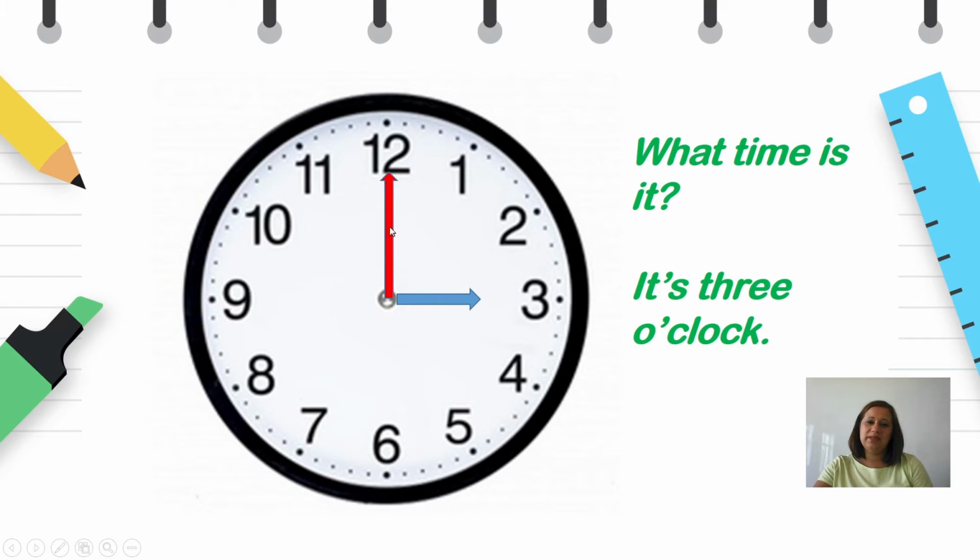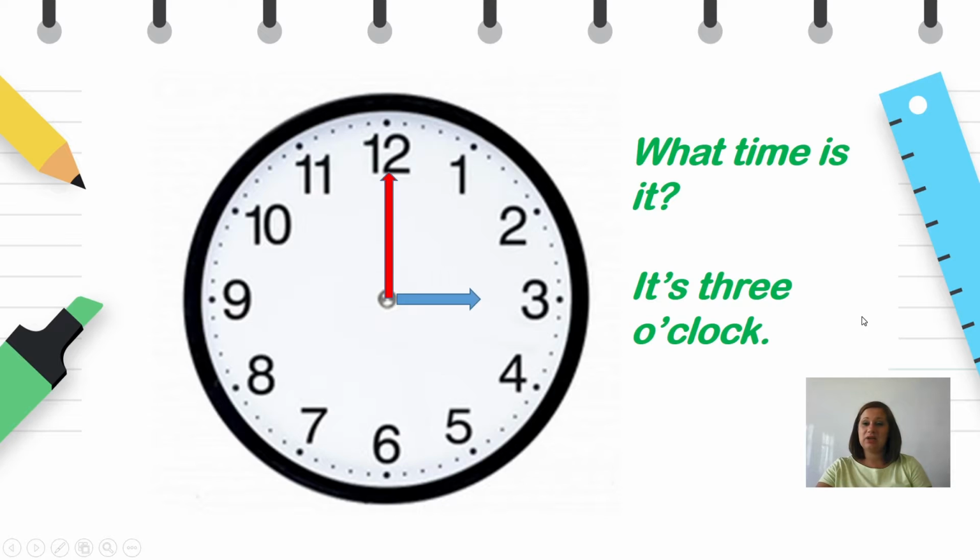Now, when the big hand is at number 12 and the small hand is at number 3, we can say that it's 3 o'clock. So what time is it? It's 3 o'clock. The big hand is at number 12. The small hand is at number 3.